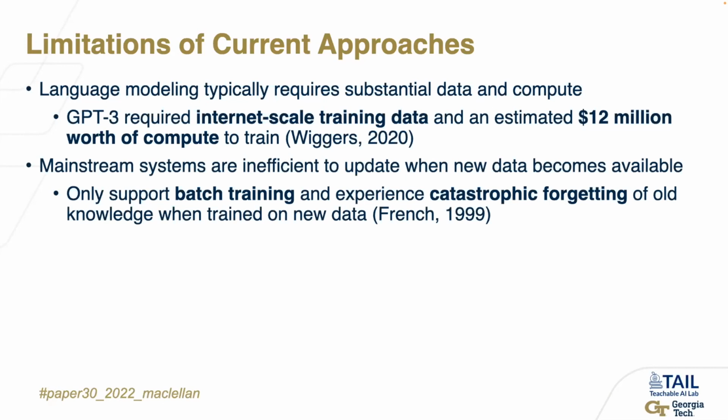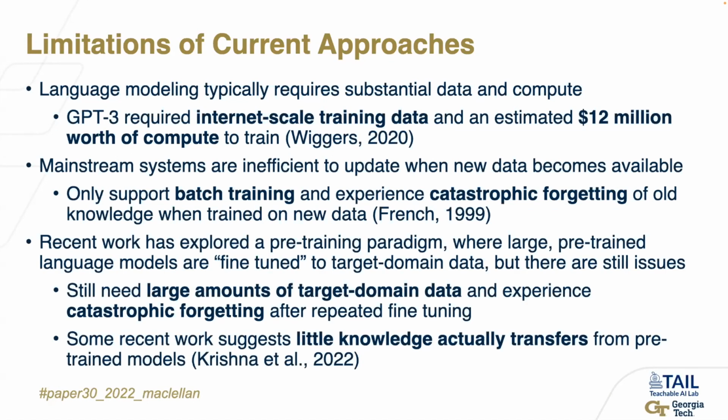Second, mainstream systems are inefficient in their ability to update when new data becomes available. Typically these systems train in batch and they experience things like catastrophic forgetting. What that means is that when you get new data, you often need to retrain on the new data plus all the old data that you had. So you have to basically retrain, spend another 12 million in compute in order to build another model with some new data being incorporated into it.